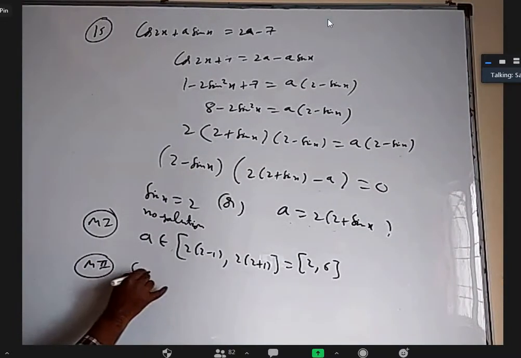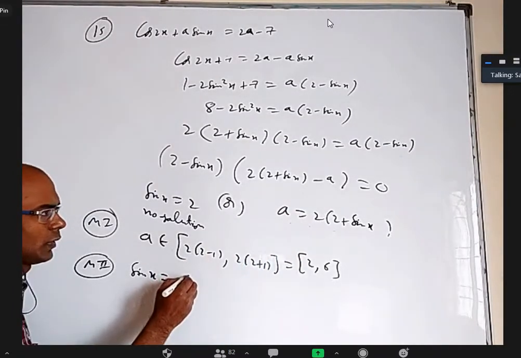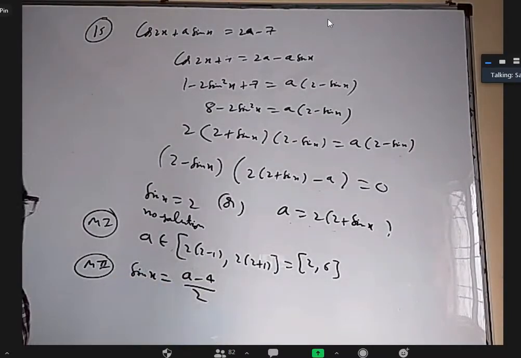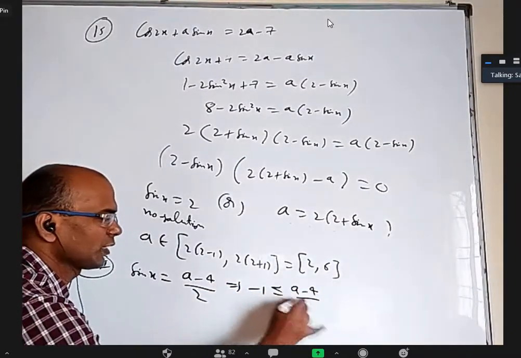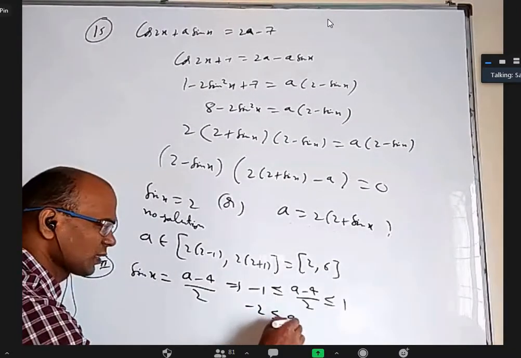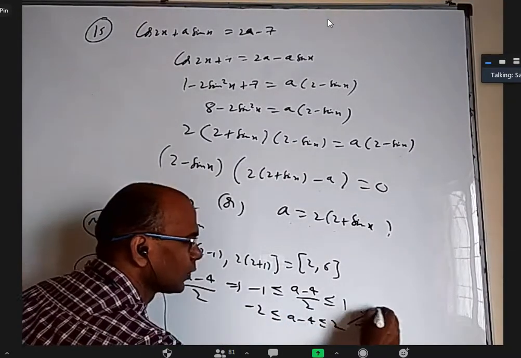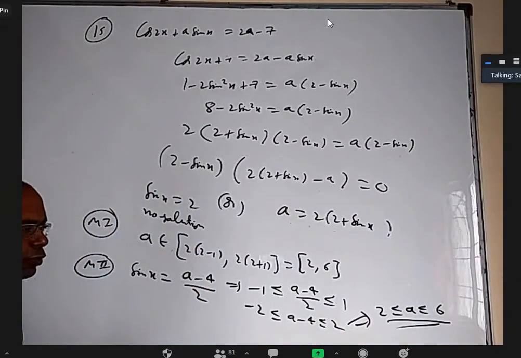They can try to find what is sin x first of all. That is a by 2 minus 2, or you can write a minus 4 by 2. If sin x equal to something, you want to have a solution, this should be between minus 1 to 1. So you can write minus 1 less than or equal to a minus 4 by 2 less than or equal to 1. When I multiply by 2, minus 2 less than or equal to a minus 4 less than or equal to 2. And when you add 4, you'll get 2 less than or equal to a less than or equal to 6. So only when a is between 2 to 6, this will be between minus 1 to 1 and sin x equal to that will have solution.